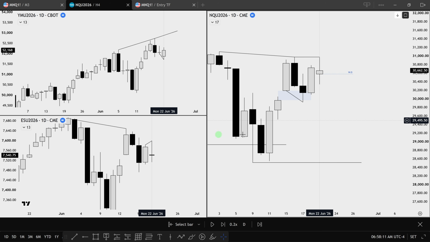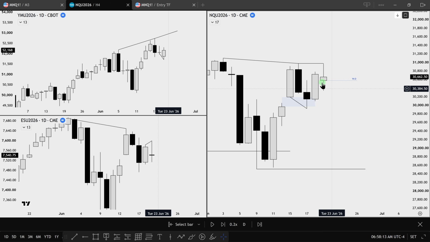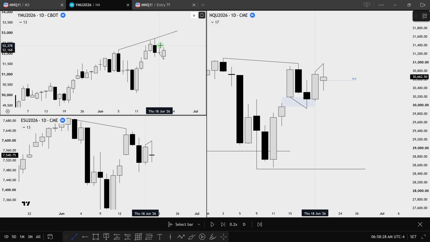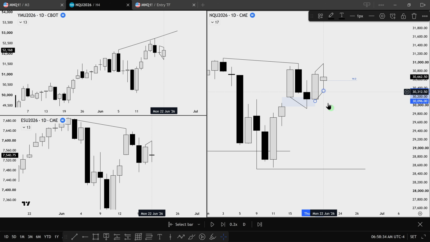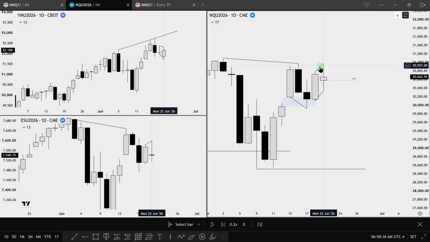Now, this is our first day. Week opens here. We expand higher. We fail to reach this high, but we sweep the high of the previous day. And that also creates the SMT with YM. But as you can see, this is a confusing price action, right? We have SMT at the highs, we have SMT at the lows.